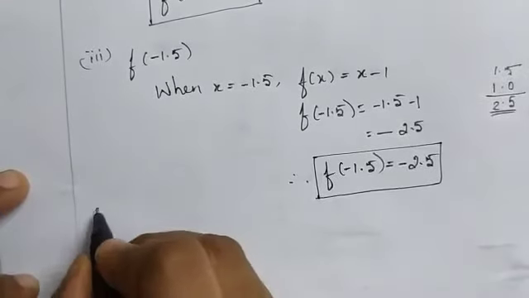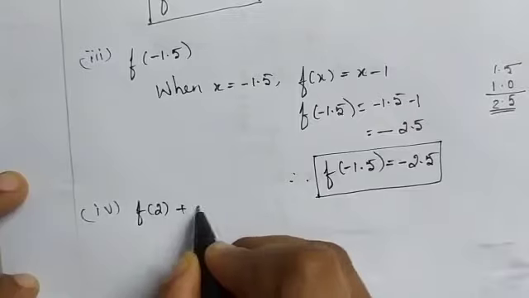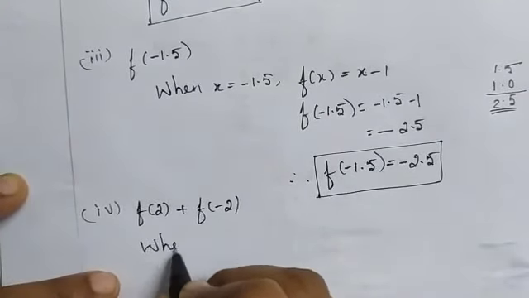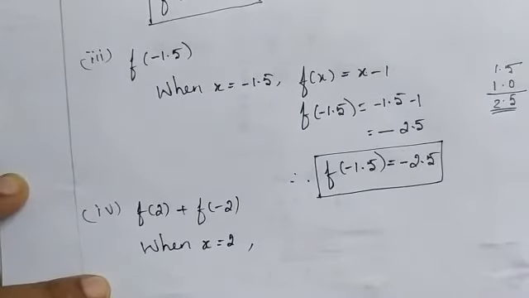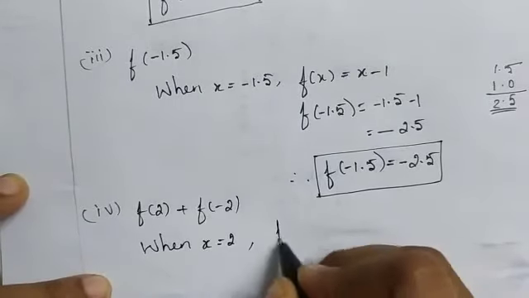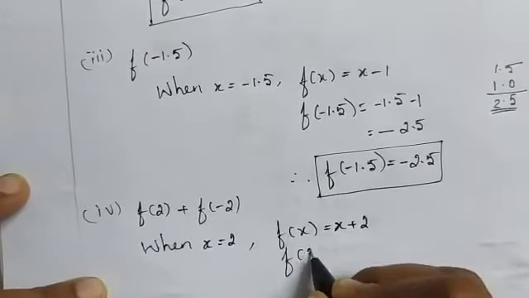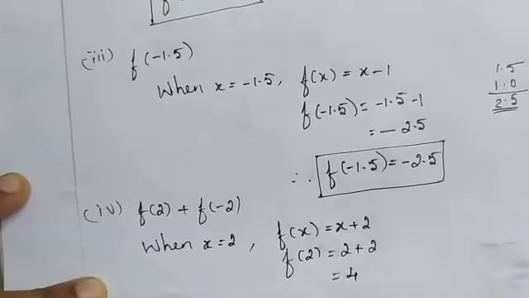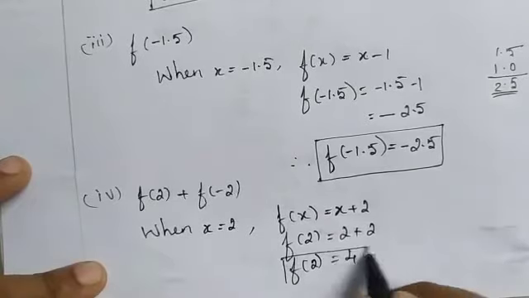Now, fourth part, f of 2 plus f of minus 2. When x is equal to 2, see the 2 that is in the first line. Therefore, f of x is equal to x plus 2. F of 2 is equal to 2 plus 2, that is equal to 4. F of 2 is equal to 4.